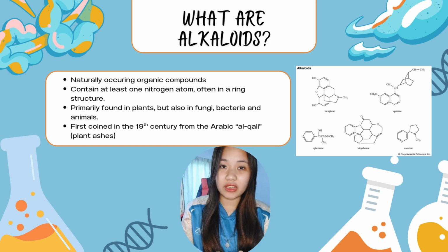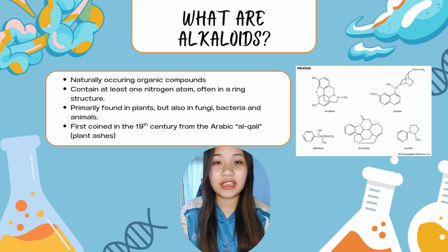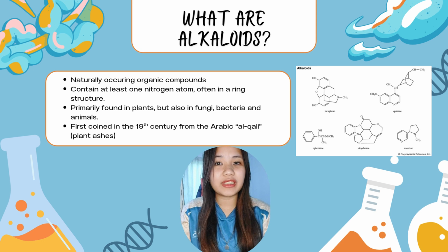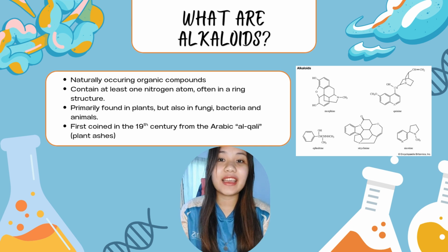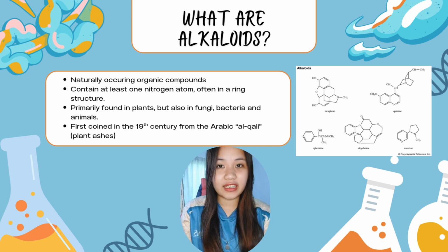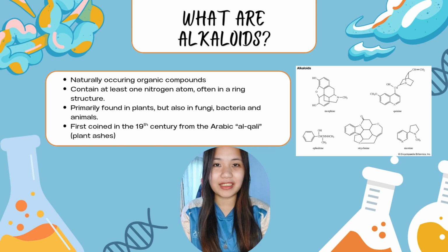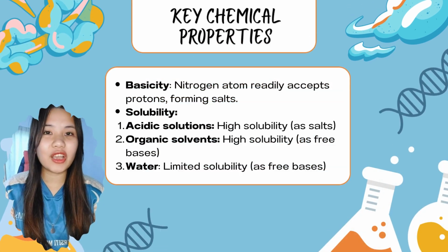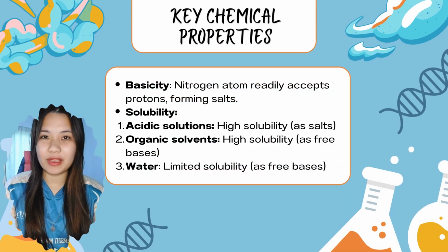The term alkaloid itself dates back to the early 19th century and comes from the Arabic word alkali, which means ashes of plants. This name was first used to describe these plant-derived substances that had a basic or alkaline nature and significant medicinal effect. From a chemical perspective, alkaloids have a defining property, their basicity.